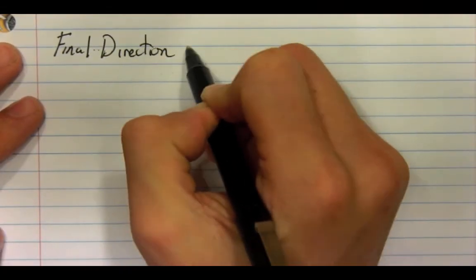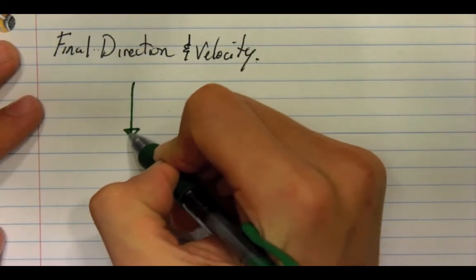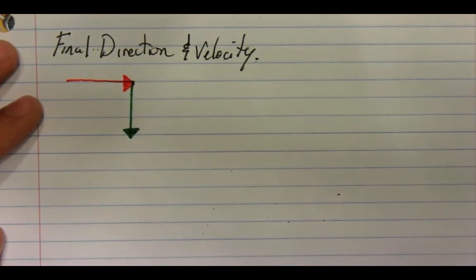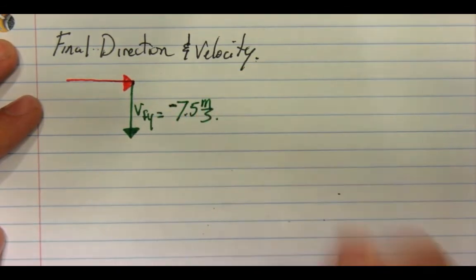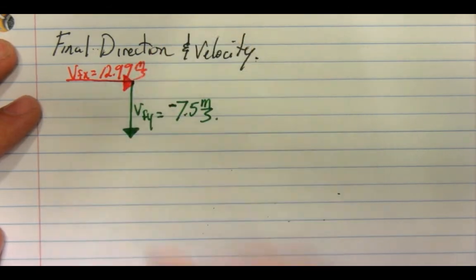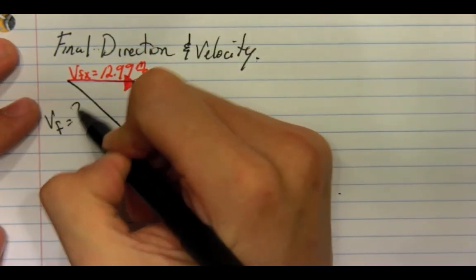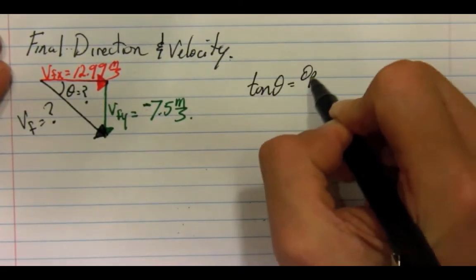Final direction and velocity. In order to determine the two, what you have to use are the values that you just recently found, your v final y and your v final x. Now the wonderful thing about this is that it creates a beautiful right triangle, and with right triangles you should always create or use the Pythagorean theorem.